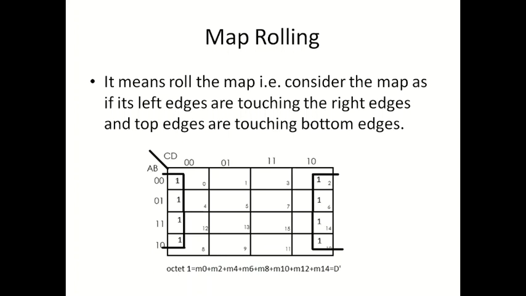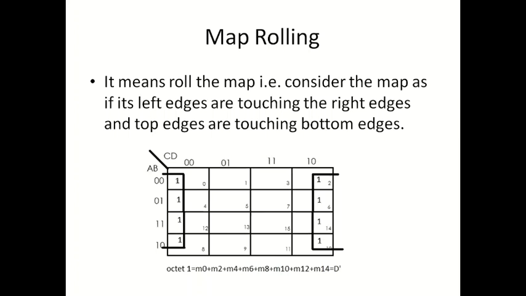Now you can see that if we roll the map horizontally, then we can group these 8 ones to make an octet. Now you can see here that we have M0, M2, M4, M6, M8, M10, M12, and M14. So if we roll the map, we can make an octet.